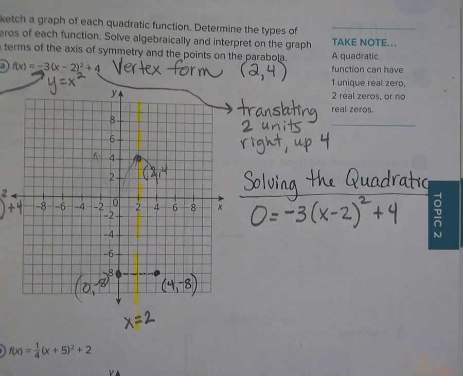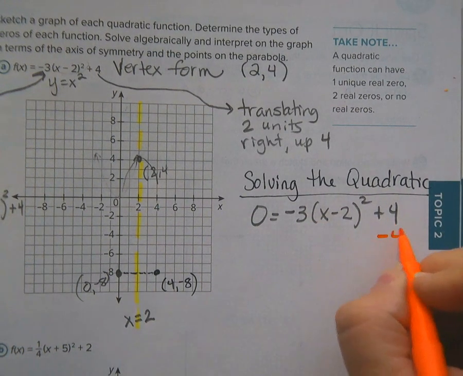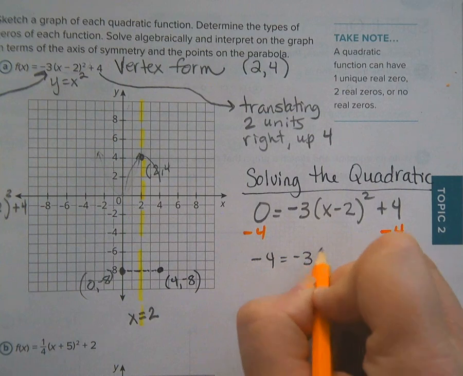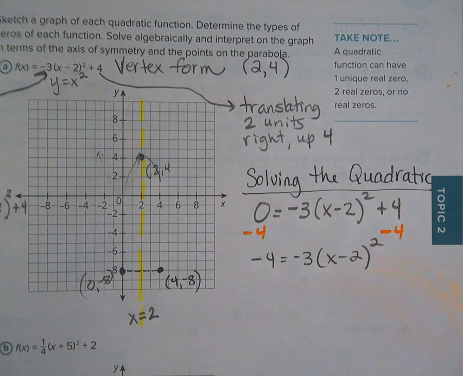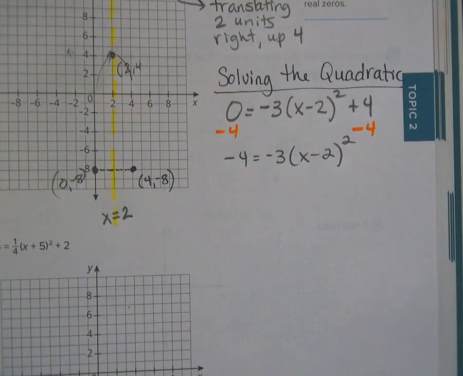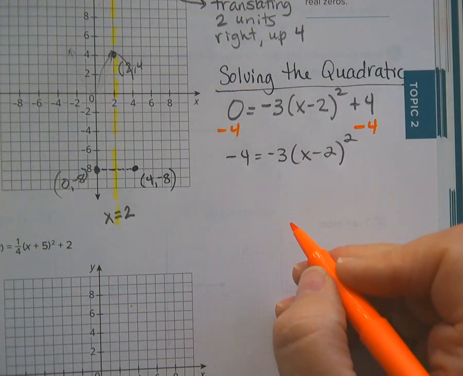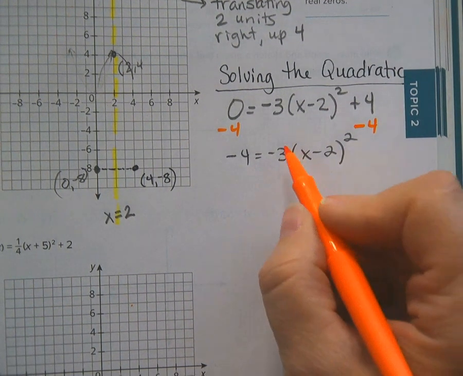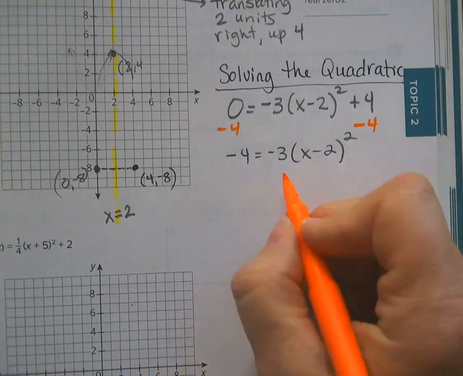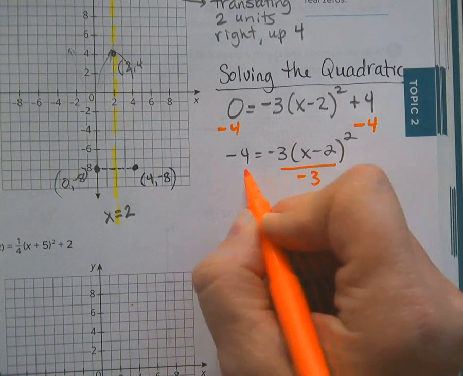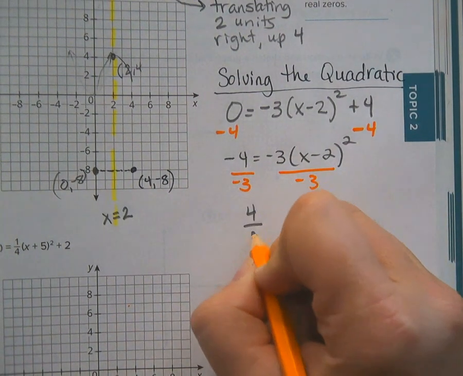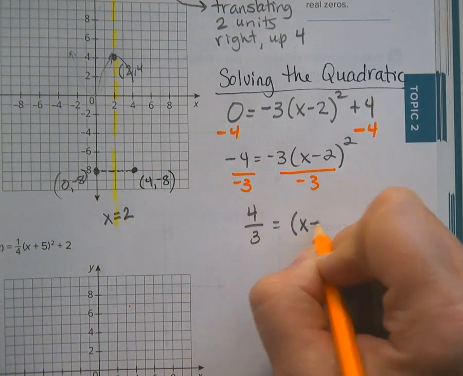Caitlin, what do you think we do first? Good job. I'm going to subtract 4. Okay, Brady, what do you think we do next? No, we don't need to distribute. There's an easier thing to do. Sam? Would it be to divide both sides by -3? Good. We want to divide both sides by -3 so that the term that is squared is isolated.